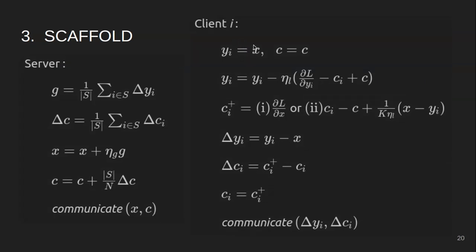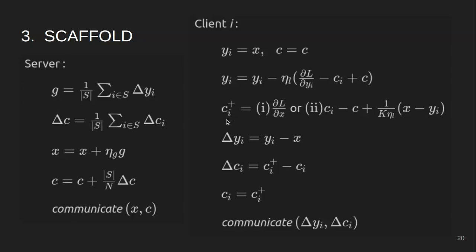So here in the case of client i, y is initialized from x, and c is the control variable from the server, which is also sent by the server. Then we are going to update yi, not just using the gradient that we calculated, but by minus ci plus c. Here minus ci is client i's control variable, so it maintains the state of ci.